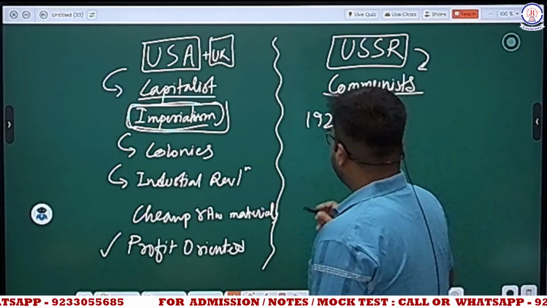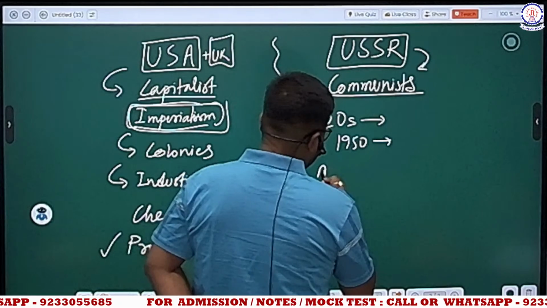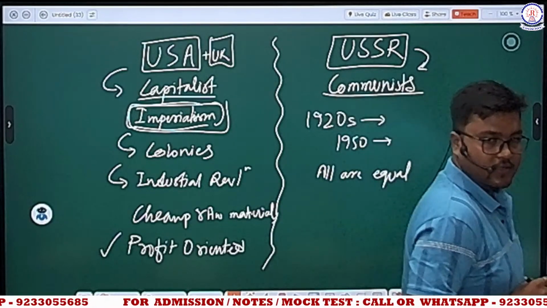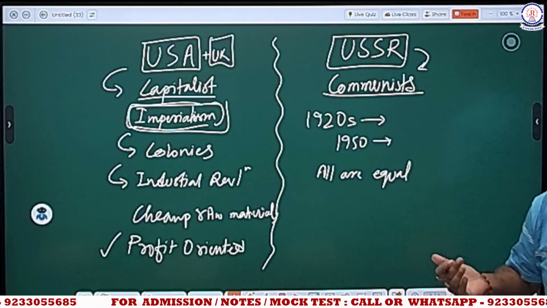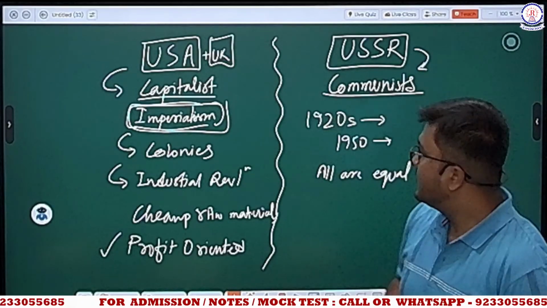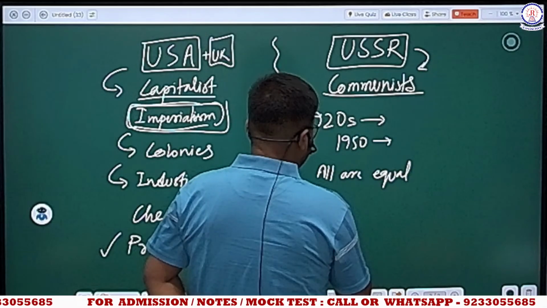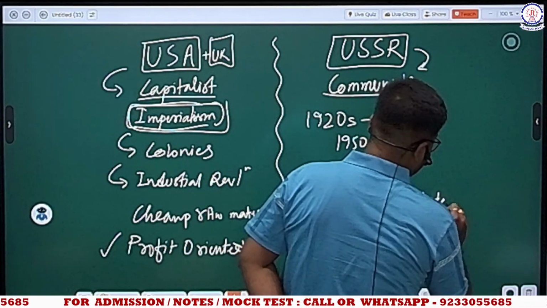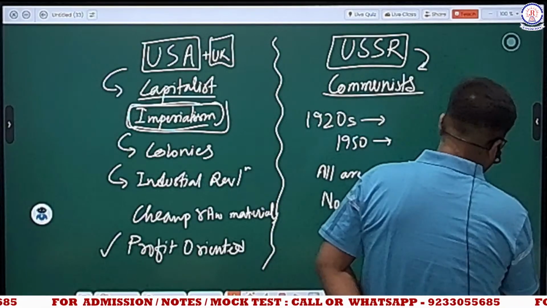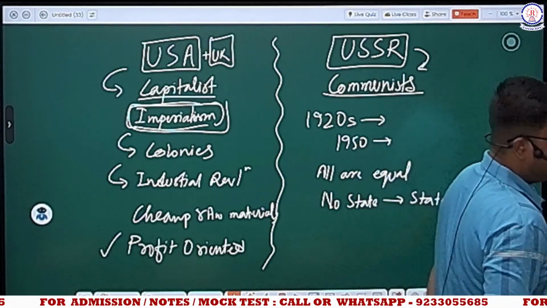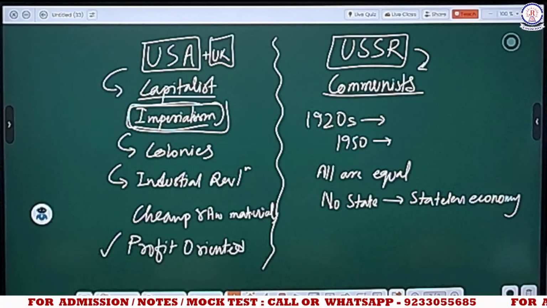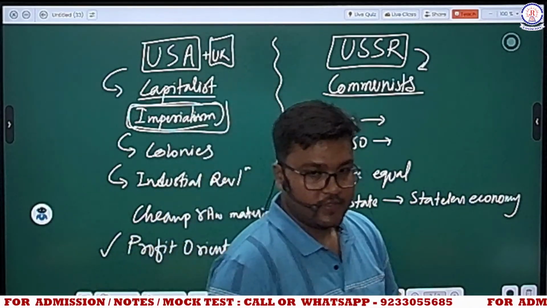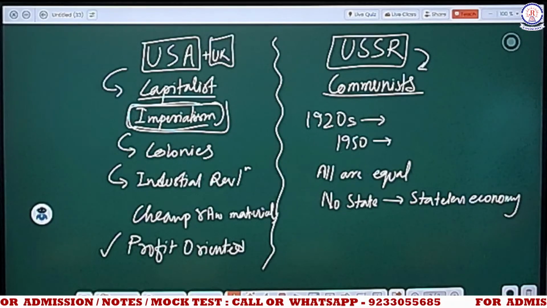Now, the main feature is they believed all are equal. All are equal means that all countries are equal, all people are equal. Another main thing they believed in is no state, or a stateless economy. Stateless economy in the context of communism means they believed in borderless countries. Their definition of country or nation was different.